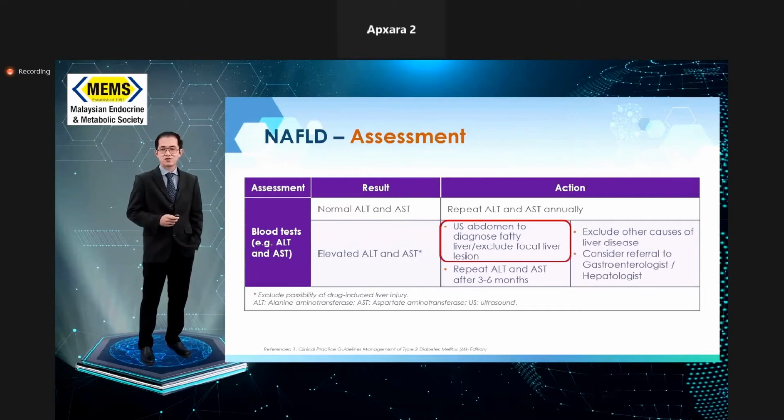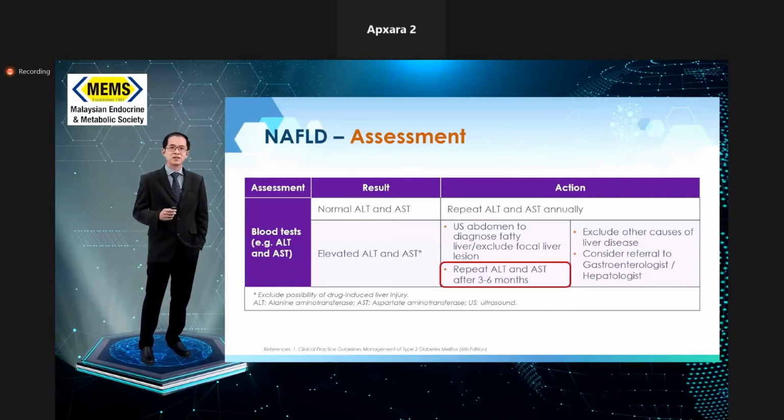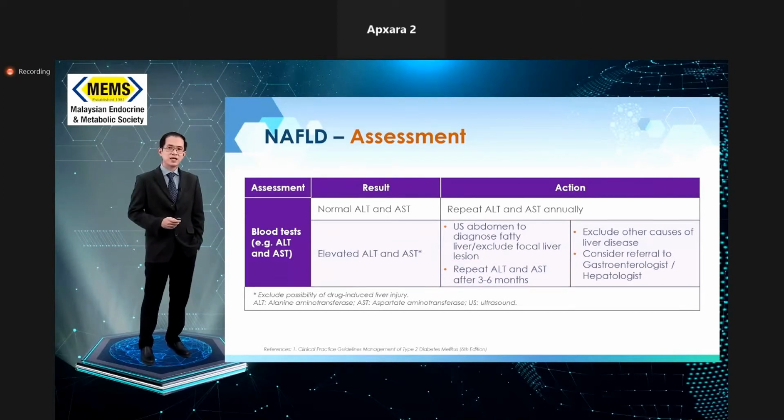Patients should also have ultrasound examination to diagnose fatty liver and to exclude focal liver lesion. Patients in whom Mafauzy has been diagnosed should be given lifestyle advice, which I'll show to you afterwards is effective for the treatment of Mafauzy. And the ALT and AST level can be repeated after 3 to 6 months. Patients with persistently elevated serum ALT and AST level should be considered for referral to a gastroenterologist or hepatologist.